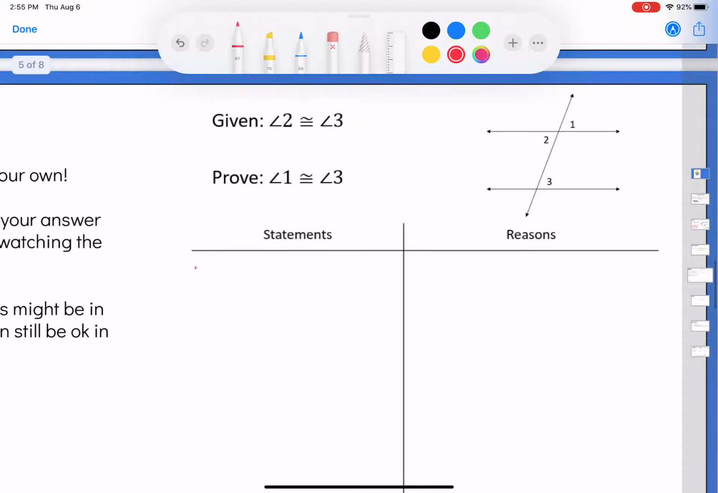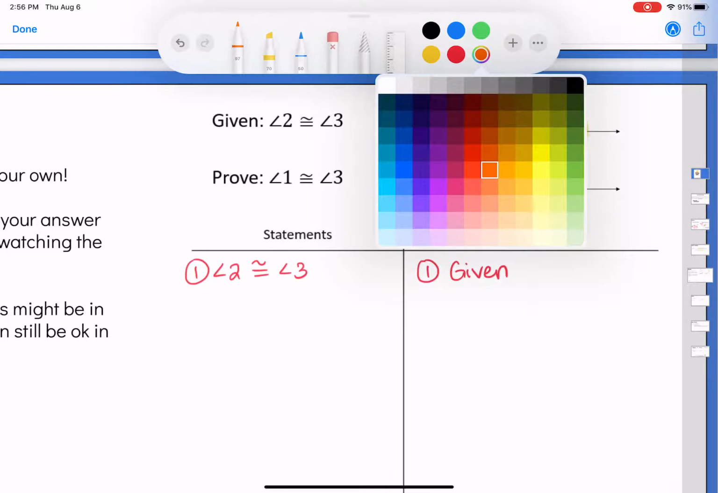Okay, so first step here, angle 2 is congruent to angle 3, and the reason is given. I'm trying to prove that angle 1 is congruent to 3. That's what I'm trying to get to. Again, I highlighted it so I could see what I'm trying to get to, but I don't know that yet. Well, I know 2 is congruent to 3. Angle 1 and angle 2 hopefully is jumping out at you. Hey, those are vertical angles.